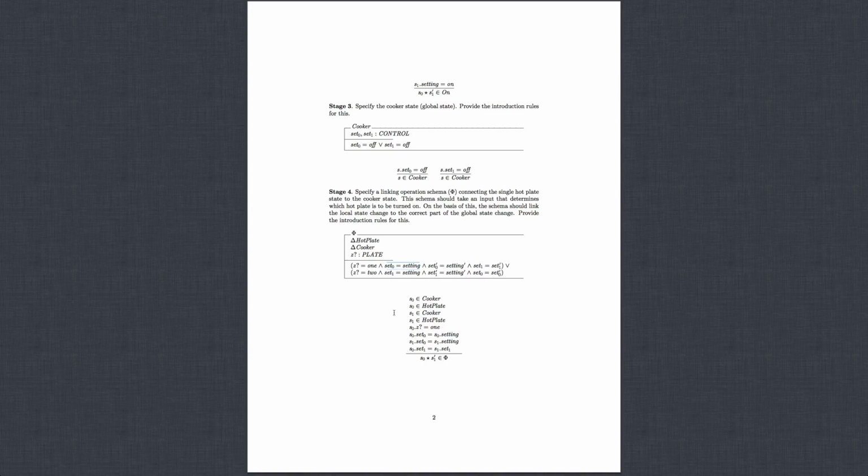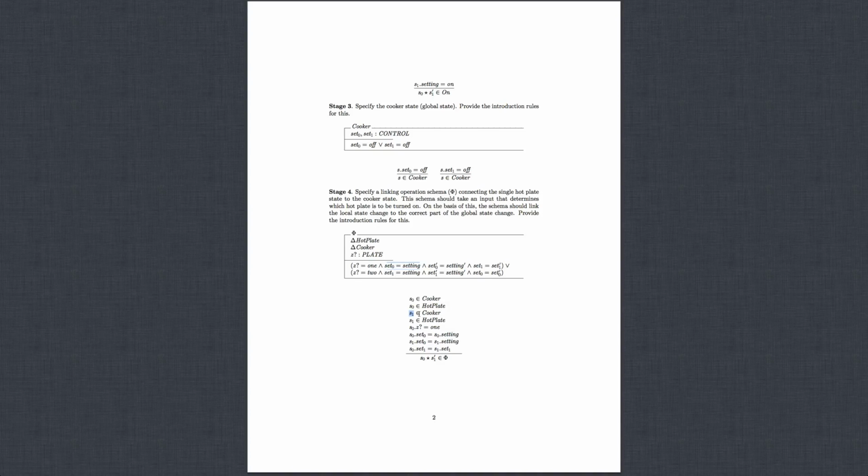Now, just to remind you what this really means, S0 and S1 here are going to be states with quite a few observations in them. For example, S0 is going to be a state which has in its setting, set 0 and set 1, whereas S1 prime, it's S1 here, but S1 prime is going to have setting prime in it. It's going to have set 0 prime and set 1 prime.